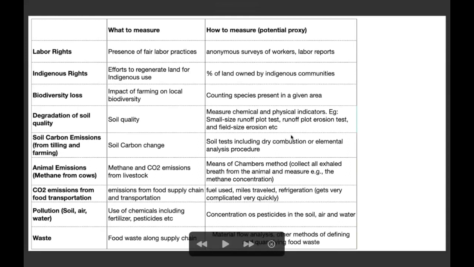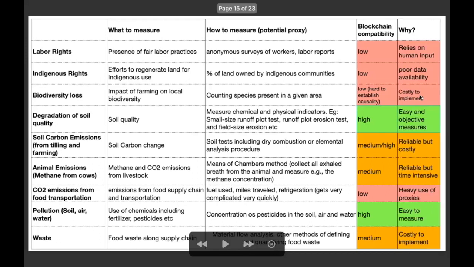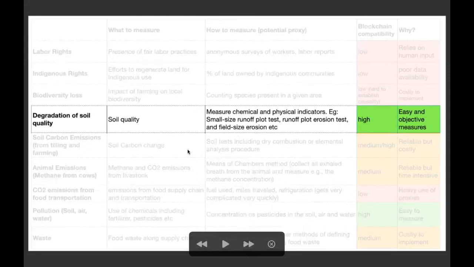So, how to measure and potential proxy variables. Those are some potential ways to measure. You don't have to read all of this. I know the slide is pretty heavy, and I will highlight some important ones. So I looked at how to measure it, and then I also looked at blockchain compatibility, and gave a little explanation of why it is high, low, or medium compatible. To highlight a few that are more compatible.